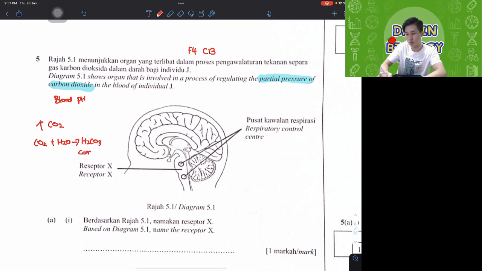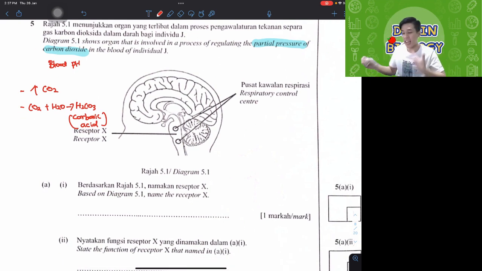Okay, I write here H2CO3, which is carbonic acid. So that's what causes your blood to be acidic. And then your body will detect that the blood is too acidic, and it needs to regulate it back to normal because acid is bad for living things. So there's a receptor in your brain, they ask you to name here, that detects blood pH. So the receptor here is called chemoreceptor. It actually is central chemoreceptor.